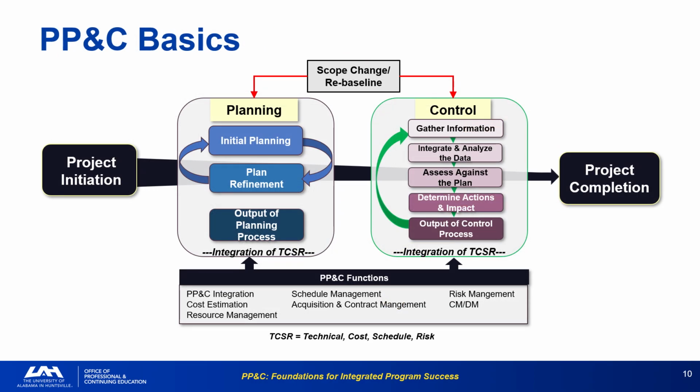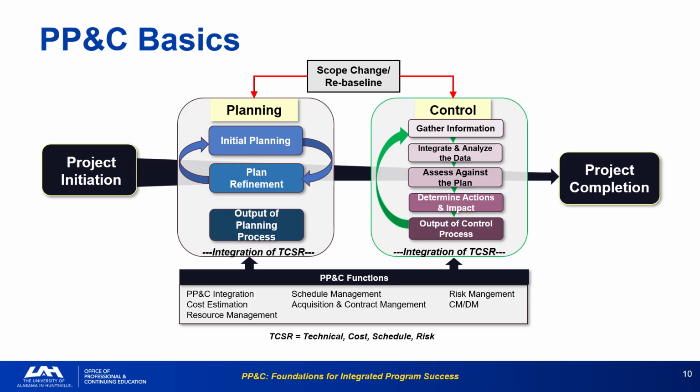Let's now formally define the two core components of PP&C. Planning is setting the executable path. Control is managing performance against that path. You must master both phases, understanding that the quality of your planning directly dictates the ease of your control phase. Without a solid foundation in the fundamentals, your ability to integrate and control is severely limited.